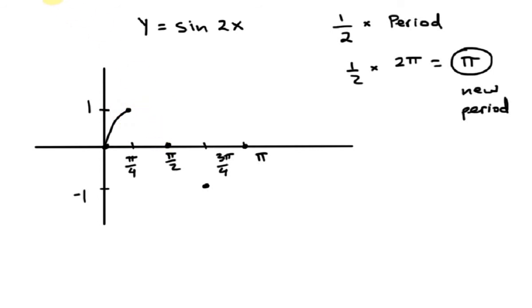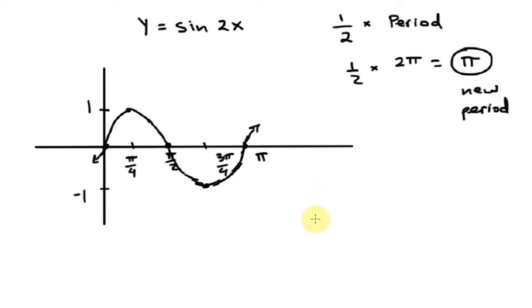Oops, let's try that one again. And there it is. There's the changed period. We can see the new period is pi. One cycle is done within a space of pi.